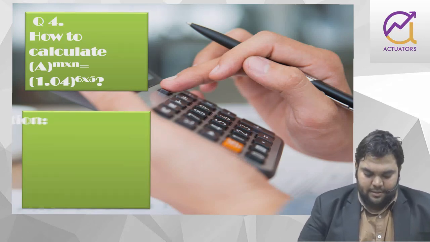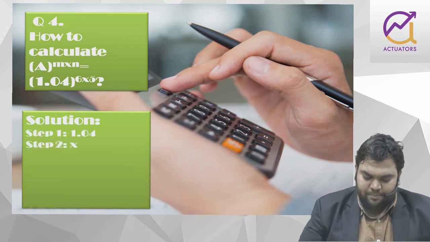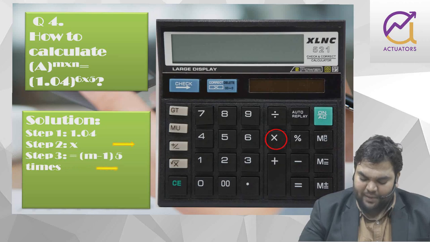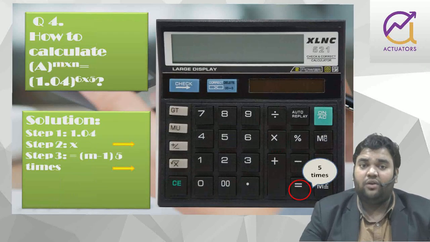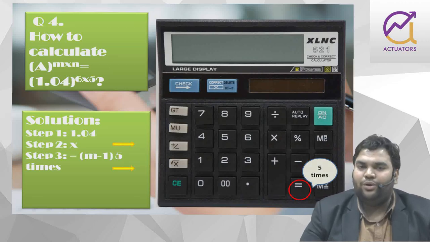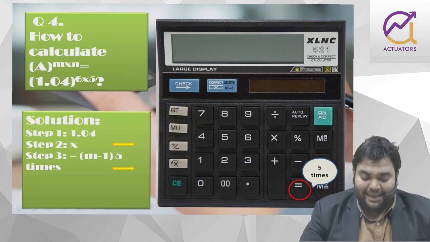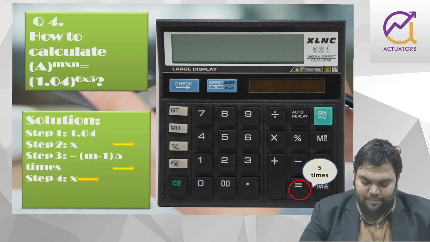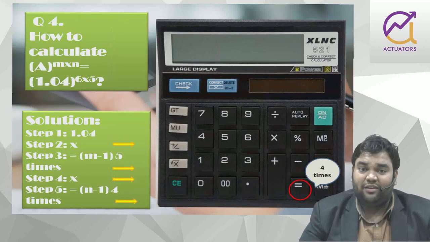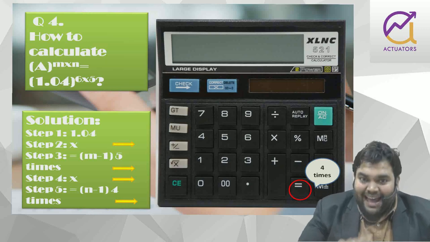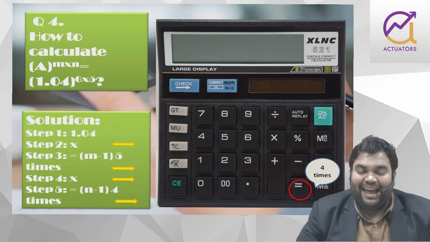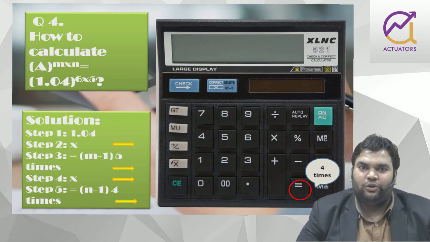Clear? Look at this. Please press 1.04, then press into once and then press equals to 5 times. As soon as you press equals to 5 times, you have the answer for 1.04 whole to the power 6. Clear? Next, again press into and then press equals to 4 times. Now we have applied 5 as the power on 1.04 to the power 6. The entire result gives me 1.04 whole to the power 30.